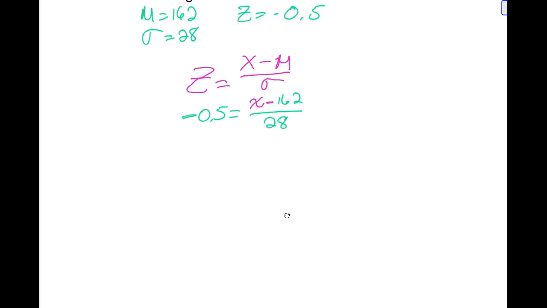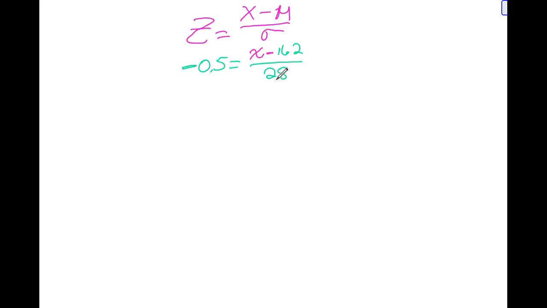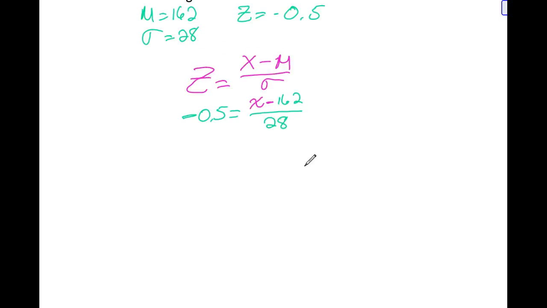Now, I can't really solve this the way it is, so I need to do a little bit of algebraic manipulation to solve this. In order to solve this, the first thing I need to do is get rid of this denominator here. So I need to do the opposite of what it's doing. Currently it's dividing, so I'm going to multiply both sides by the 28. That way, these will cancel out. And on the right-hand side, I will strictly be left with x minus 162.